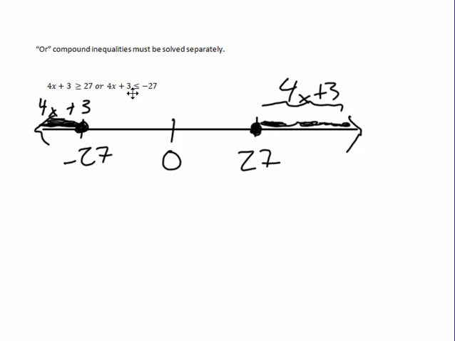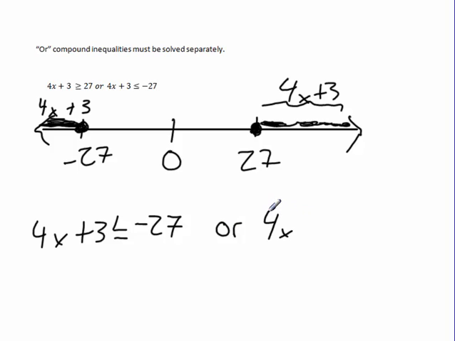So we need to solve each of these inequalities that make up the compound inequality. We want to solve each of them to find out what values x can take on. Well, looking at this here, this says 4x plus 3 is less than or equal to negative 27. So we have 4x plus 3 is less than or equal to negative 27, or 4x plus 3 is greater than or equal to positive 27.